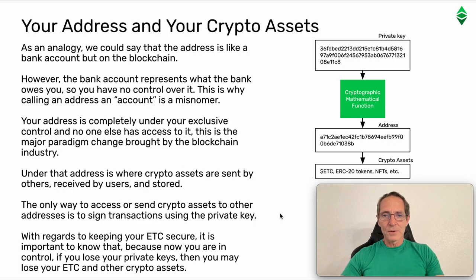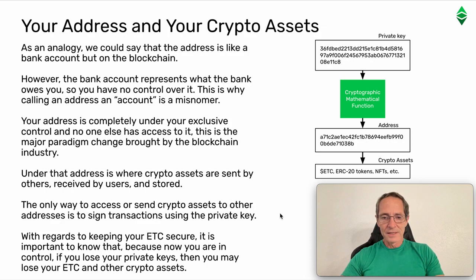When we're talking about the blockchain, it's an address because it's controlled by the private key and nobody else. You have exclusive control. Nobody else has access to your assets. Because of public key cryptography, what I mentioned before, and its security, it's impossible for anyone to have access to your address. So you have exclusive control and custody of your ETC when you have your private keys. Your address is completely under your exclusive control and no one else has access to it. This is the major paradigm change brought by the blockchain industry.